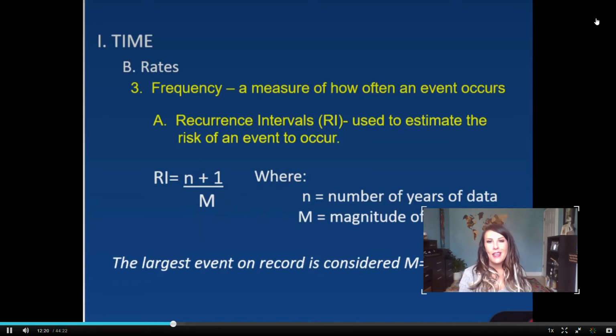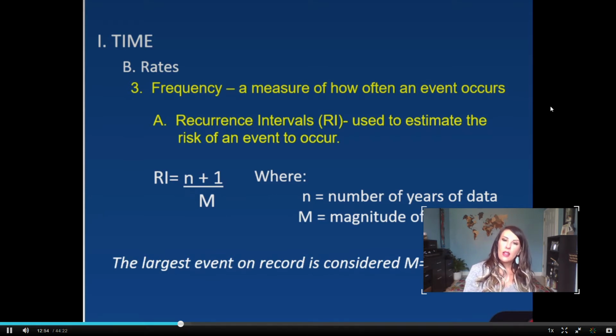Okay. Back to frequency, a measure of how often an event occurs. We use a tool that's called a recurrence interval to measure this. By definition, a recurrence interval is used to estimate the risk of an event to occur. So go ahead and write this down. RI equals n plus 1 over m, where n is the number of years of data and m is the magnitude of the event.